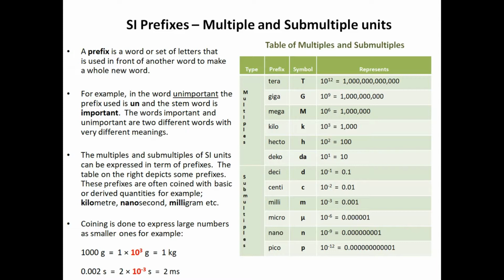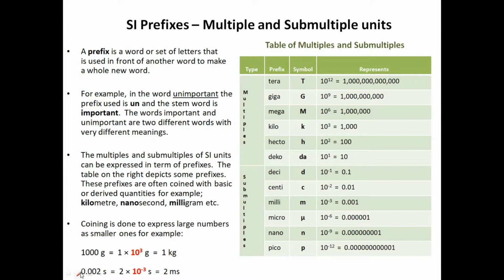Coining is done to express large numbers as smaller ones. For example, 1,000 grams is actually equal to 1 kilogram, right? So 10 to the 3 represents, if you look at this map, 10 to the 3 represents kilo. So 1 kilogram, the kilo represents 10 to the 3, is equal to 1,000 grams.